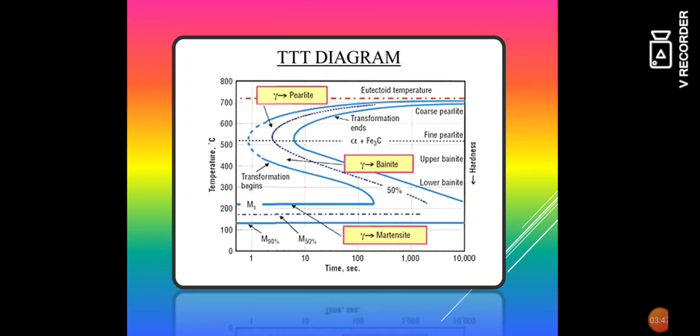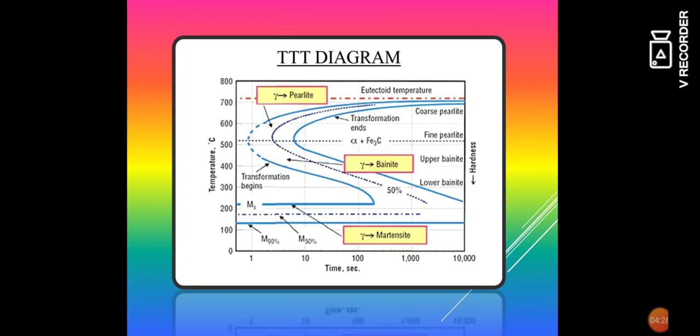So in this TTT diagram, how the austenite is slowly transformed into another phase, that is called as pearlite. Then the temperature is reduced so that the pearlite is slowly transformed into bainite, and further reducing the temperature at about 100 degrees centigrade, the bainite is slowly transformed into martensite. So that is clearly represented by this TTT diagram.